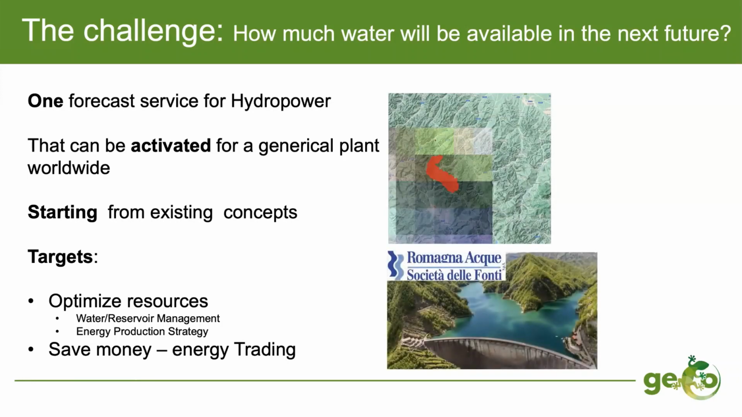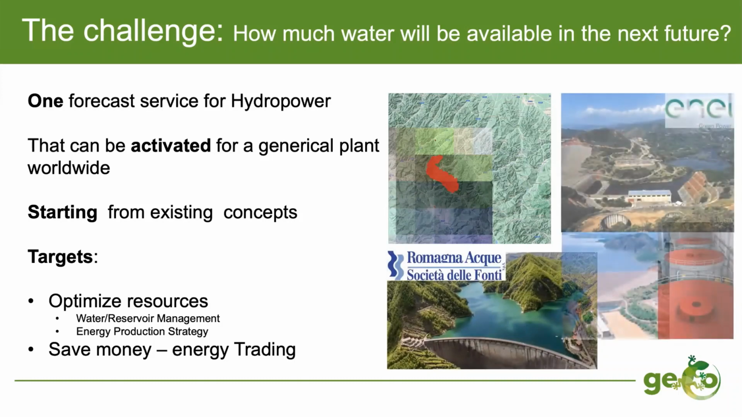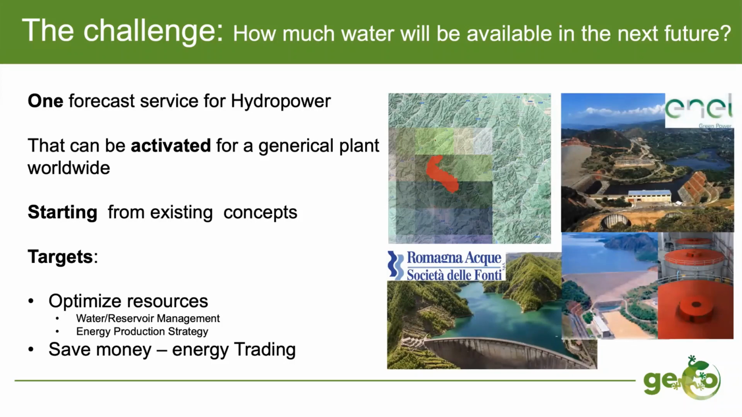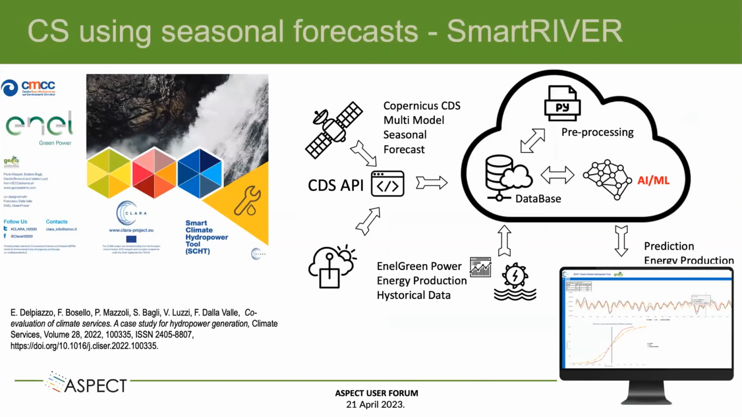So we have developed a climate service called Safer Smart River, together with Romagna Acque, that is in charge of managing a big reservoir here in Emilia-Romagna, and Enel Green Power in Colombia that manages 2 hydropower plants. Basically, the concept of the climate service is quite similar to the previous one. We integrate into a cloud computing climate data and artificial intelligence models, and we are able to provide information with forecast on a monthly basis.